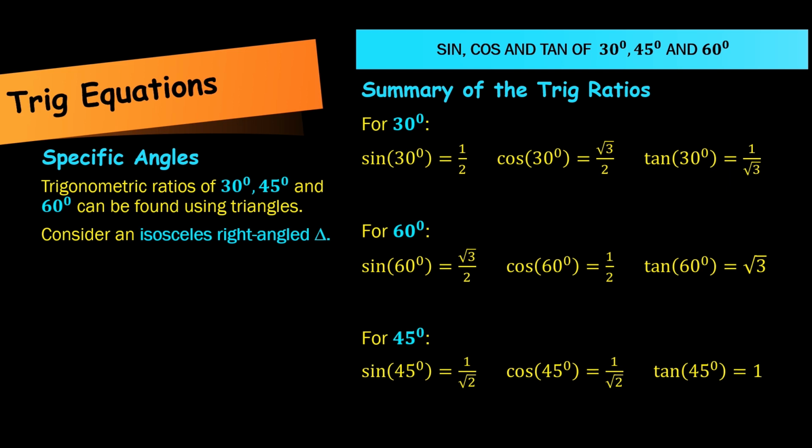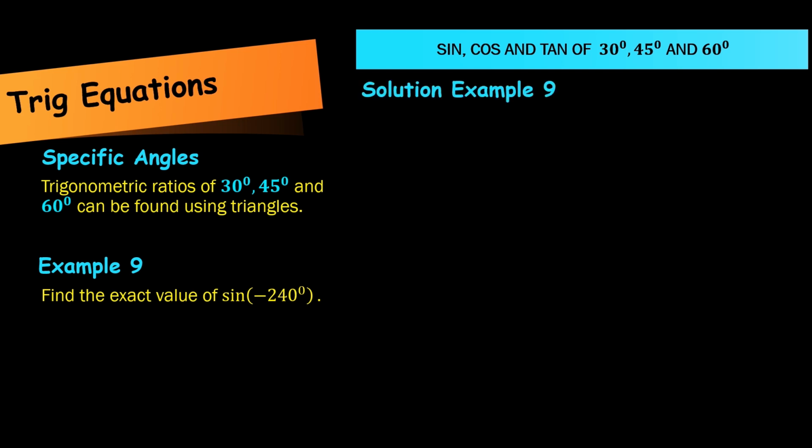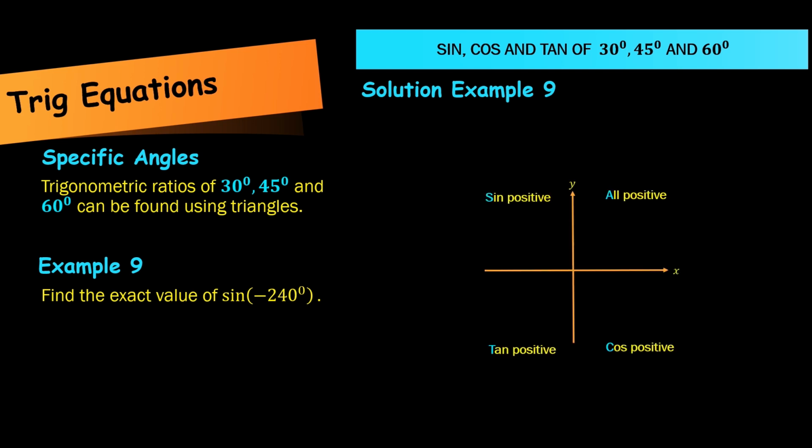We are now going to use the information that we have about sine, cos and tan of 30, 45 and 60 degrees to help us solve another example. Pause the video and have a go. Press play when you're ready to view the solution. So let's solve this. We are required to find the exact value of sine minus 240 degrees. We're going to use the cast diagram to help us.